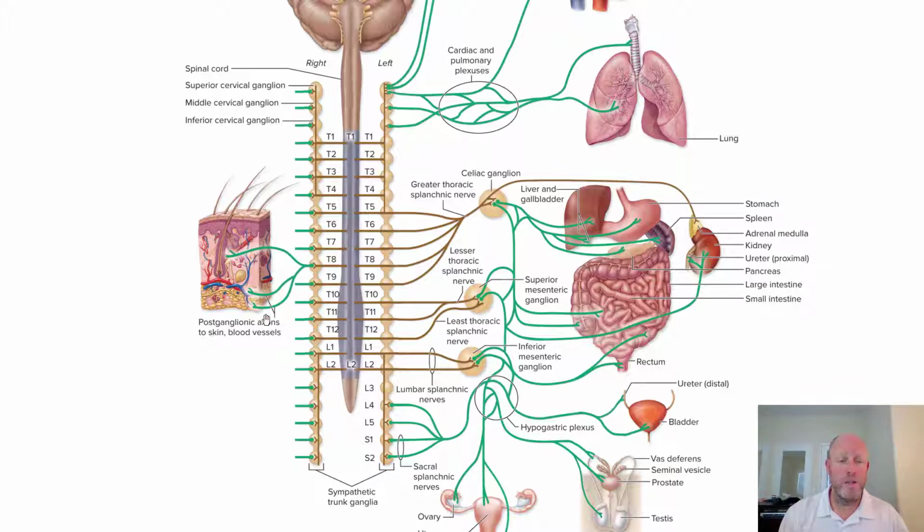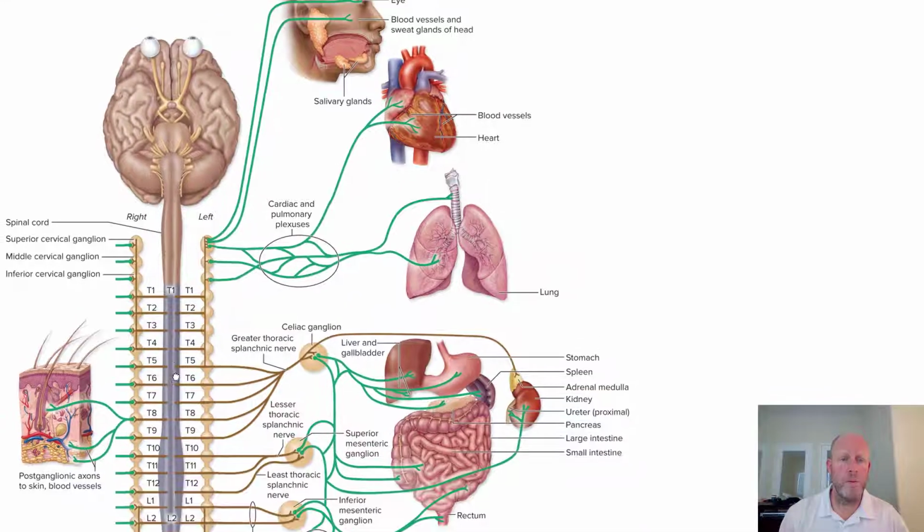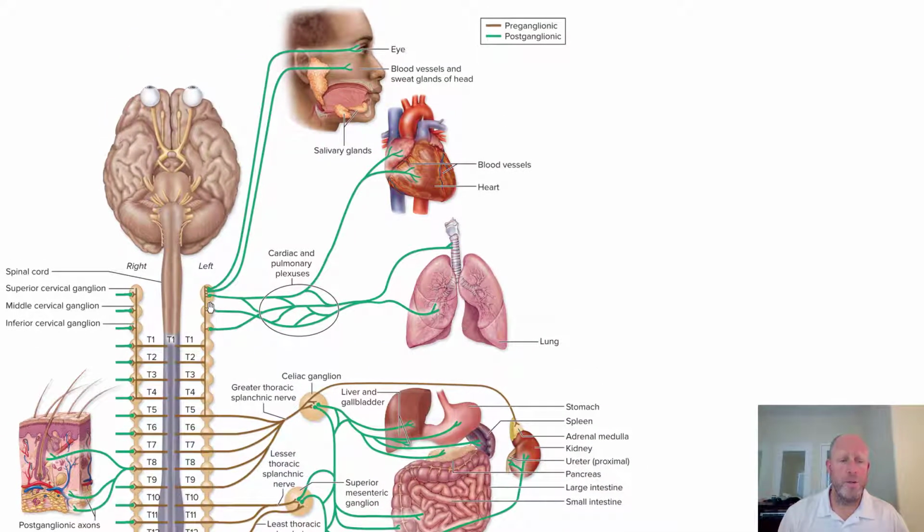We have the postganglionic axons, the skin, the blood vessels here at T8. Then we go up here, and in our cervical area, we've got up to our eye and our blood vessels and our salivary glands. I'm sorry, going from above that T1 there. And then we also have our blood vessels and our heart from our cardiac and pulmonary plexuses. You will not be tested on the plexuses specifically.